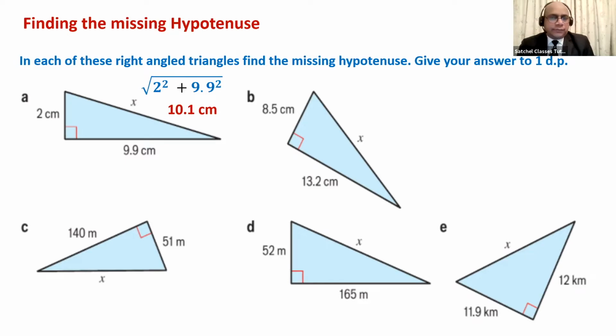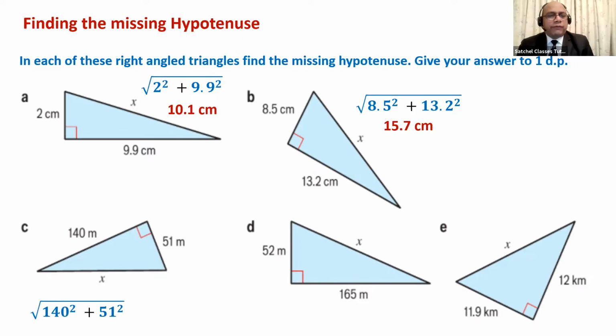In the second question, the two perpendicular sides are 8.5 and 13.2, and hence the hypotenuse, which is x, has to be square root of 8.5 squared plus 13.2 squared, which is 15.7 centimeters. In the third triangle, once again, the hypotenuse is x and the two perpendicular sides are 140 meters and 51 meters. So the value of x will be square root of 140 squared plus 51 squared, which is 149.0 centimeters rounded to one decimal place.